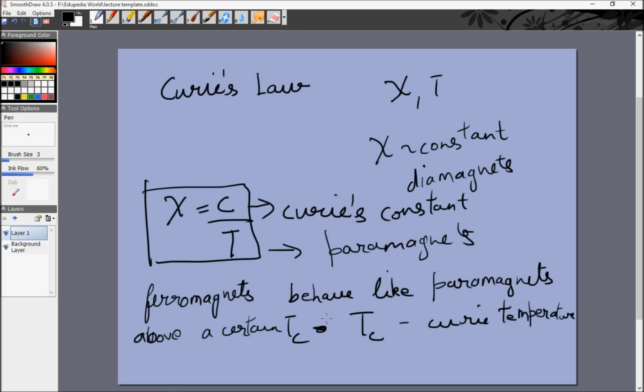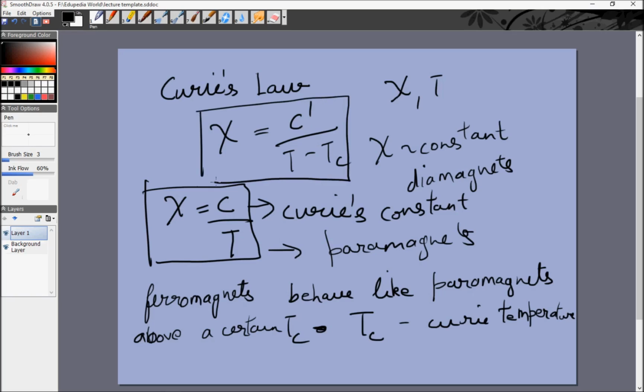Below it behaves like a ferromagnet, but above which it actually behaves like a paramagnet and follows the equation chi is equal to C dash, a new constant, by T minus Tc. So this is the variation with temperature for diamagnets, this is the variation with temperature for paramagnets, and this is the variation with temperature above the Curie temperature for ferromagnets, where they actually do behave like paramagnets.